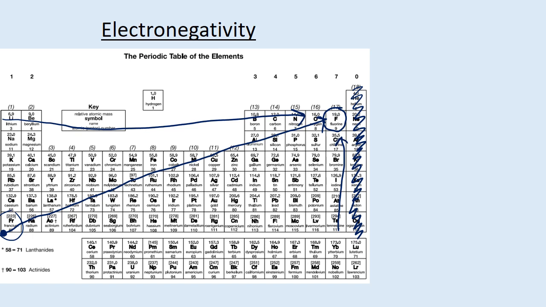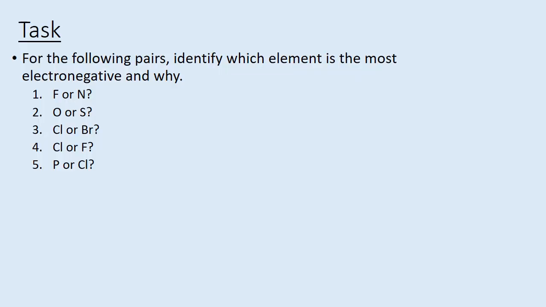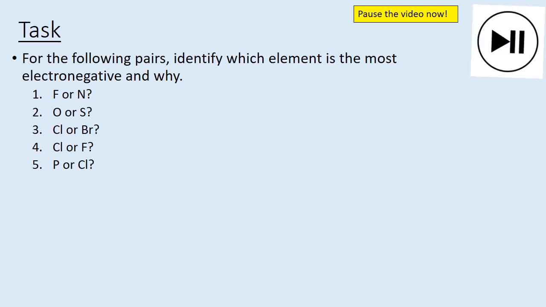So you're going to need your periodic table because you're going to have a go now at making some predictions. You're going to use the periodic table to predict which of those pairs are the most electronegative. So pause the video, and when you're ready, press play. With your explanations, try and use the terms radius or nuclear charge or shielding, so try and explain them.